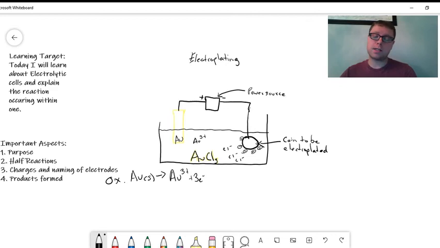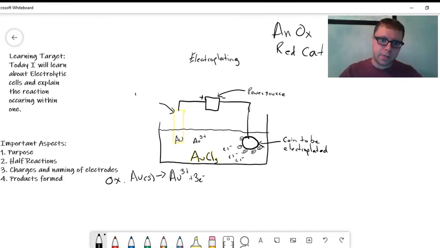Now, since we know that's our oxidation reaction, we can go ahead right away and label this electrode. Remember, an ox, red cat. Well, this is our oxidation, so that has to be our anode. And what's the charge of our anode here? Well, we know from our power supply, it's positive. And if we remember, electrolytic cells are kind of the opposite. Our anode here has to be positive.